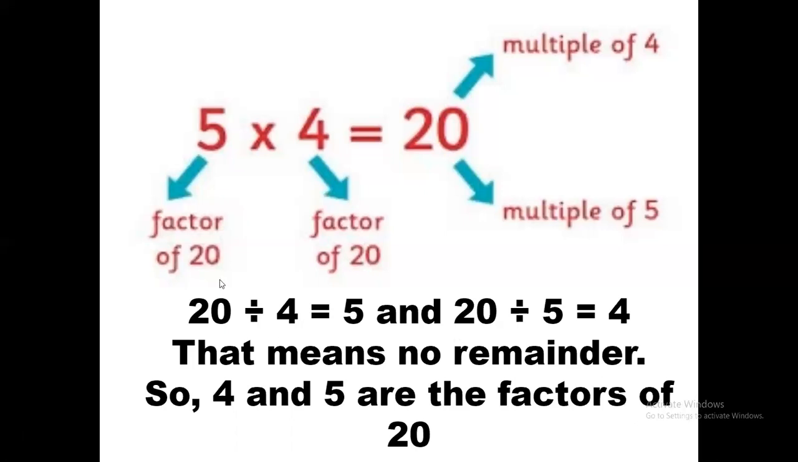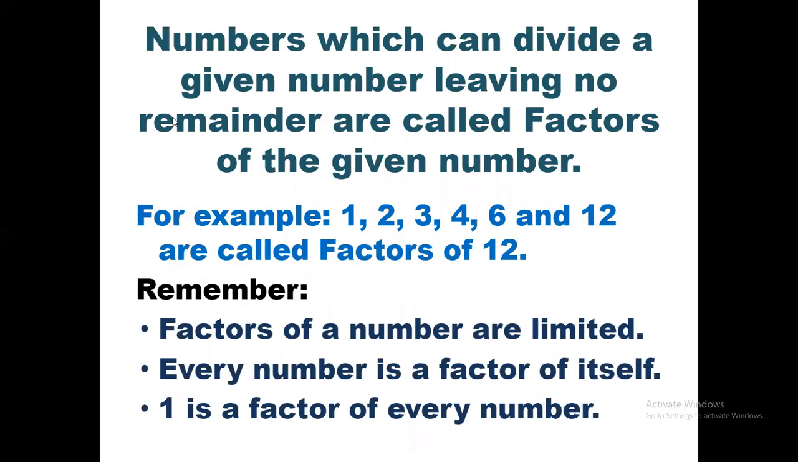Make sure that in factors we have to divide and there should be no remainder. Then only those numbers will be the factors of that number. And in multiples we have to do the multiplication, or you can say multiples are the product of the number. Now listen very carefully. Numbers which can divide a given number leaving no remainder are called factors of the given number. This is the easiest definition of a factor.